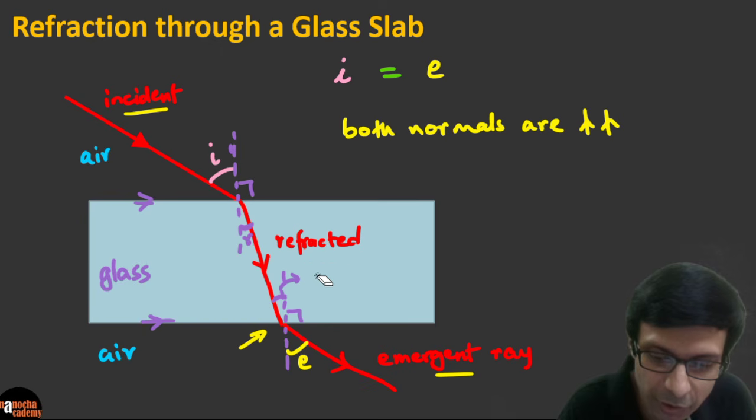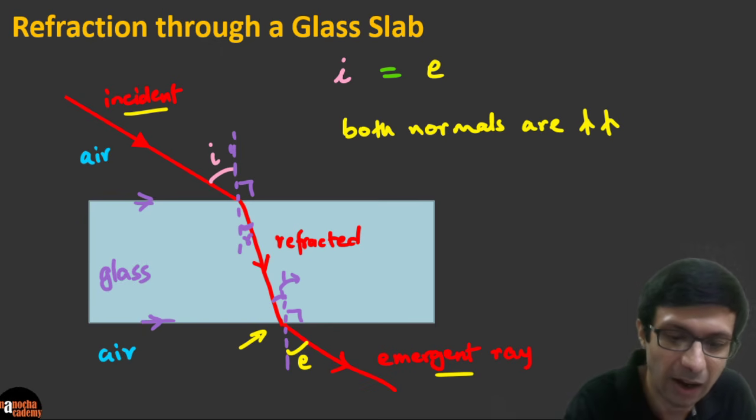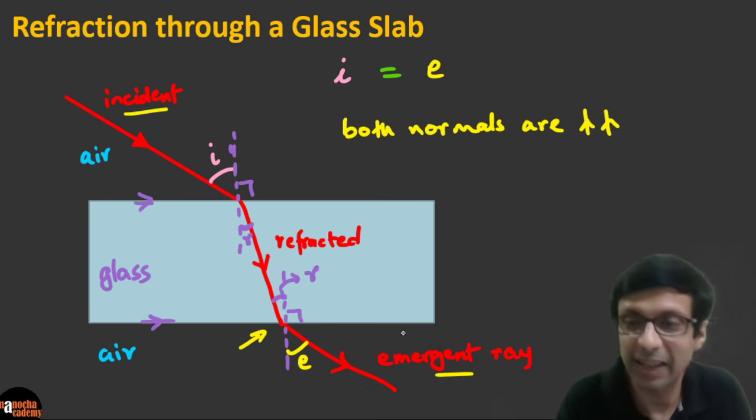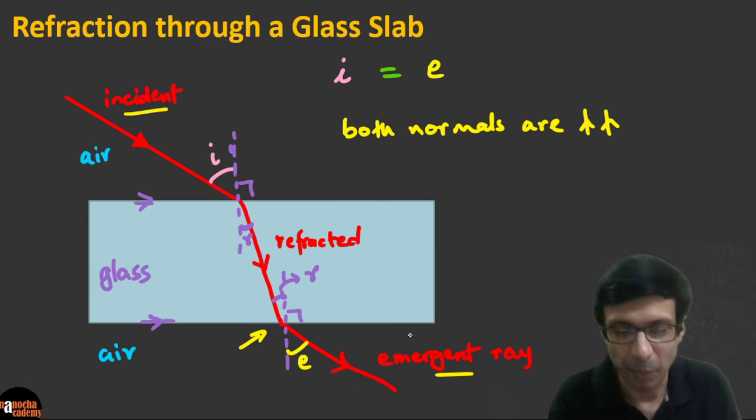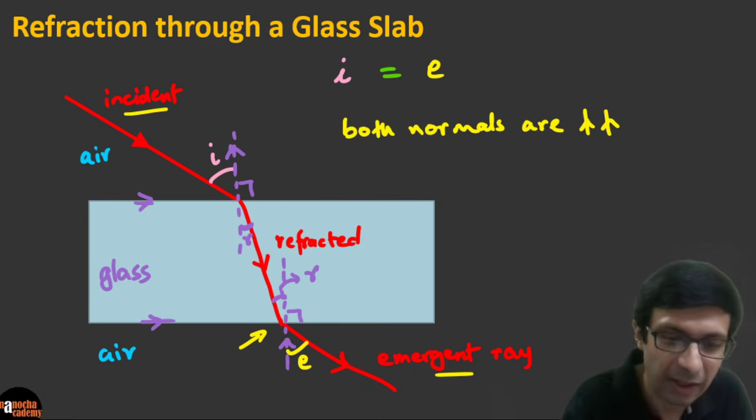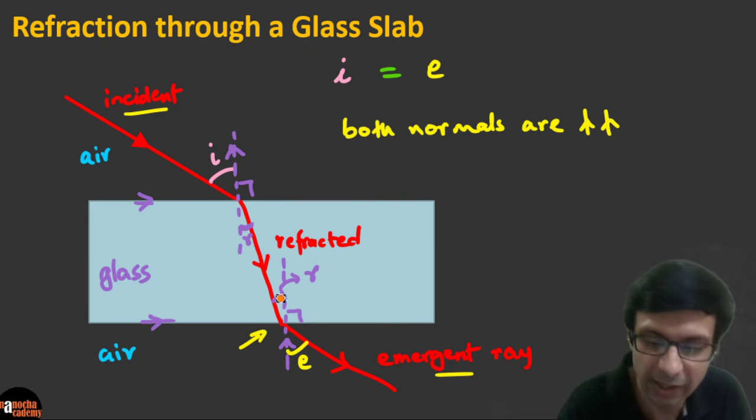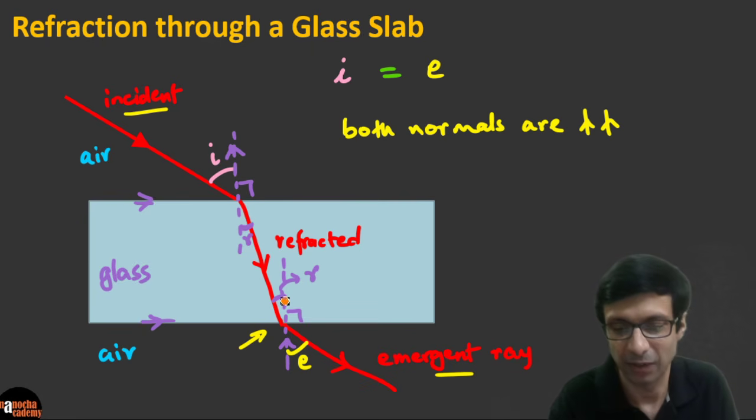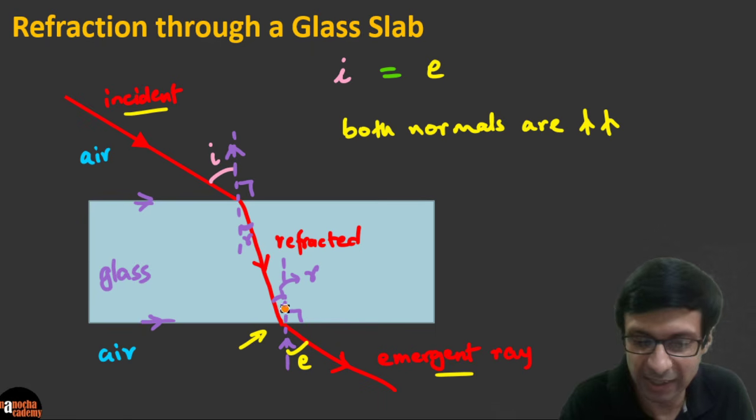So I'm going to remove this question mark and I'm going to write R here. This is by interior alternate angles because these two normals are parallel lines, right? So these are parallel lines, so they are making the same angle. Can you see this interior alternate angles? So this one and this one, they're going to be R, right? So both these angles are same.